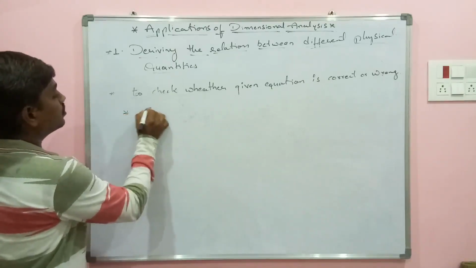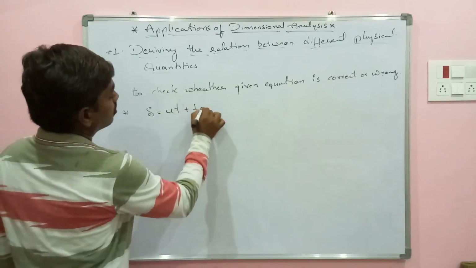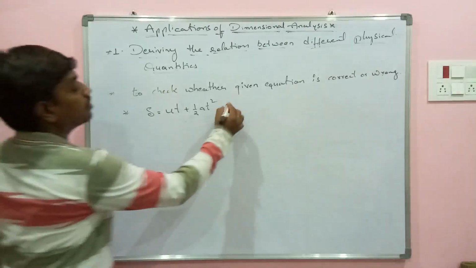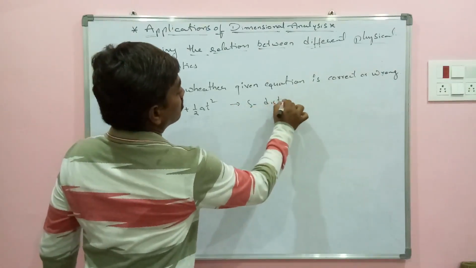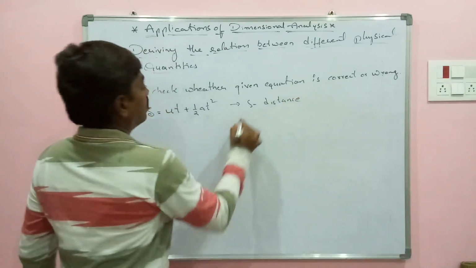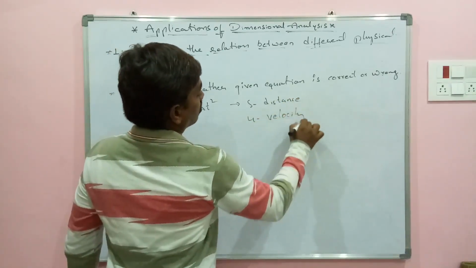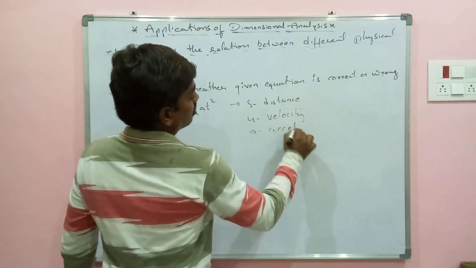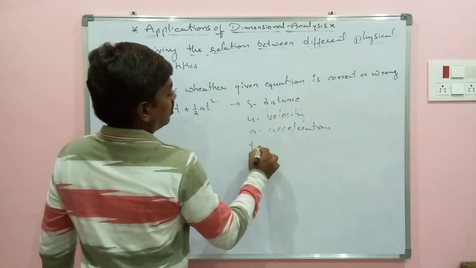Consider another equation. S is equal to ut plus half at square. Here S stands for distance, u again velocity, a acceleration, t time.